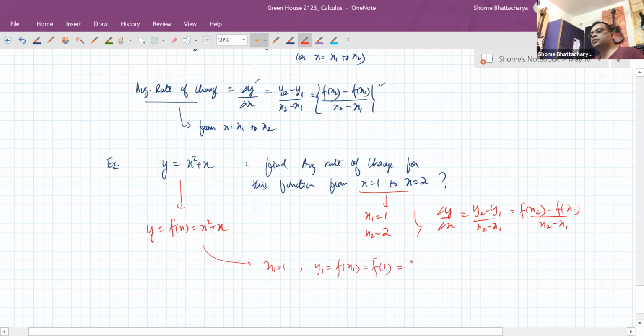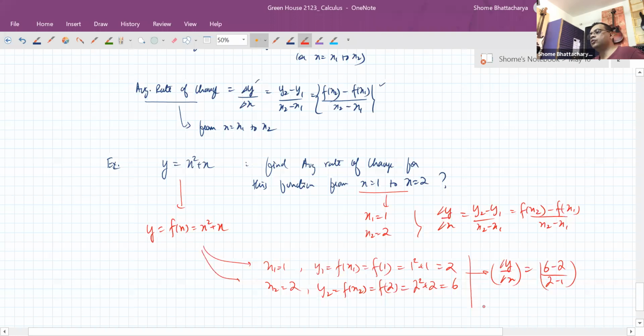So substitute x as 1. It is 1 square plus 1. So it is 2. Okay. Similarly, what if I take x2 as 2? What is y2? It is f of x2, which is nothing but the value of the function at x equal to 2. So how much is that according to the relation given? It is 6. Okay. So now for this interval, delta y by delta x will become y2 minus y1, so that is 6 minus 2, divided by x2 minus x1, that is 2 minus 1, so it will become 4. So delta y by delta x will be equal to 4, but this is for the interval x equal to 1 to 2.